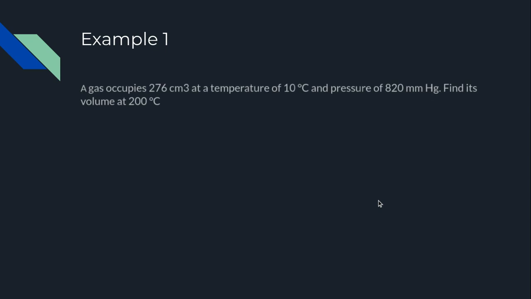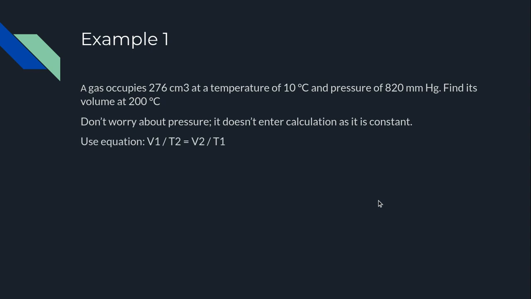Example 1. A gas occupies 276 centimeters cubed at a temperature of 10 degrees Celsius and pressure of 820 mmHg. Find its volume at 200 degrees Celsius. So don't worry about the pressure. It doesn't ever enter the calculation because pressure remains constant. Use the equation V1 over T1 equals V2 over T2. Convert 10 degrees Celsius and 200 degrees Celsius to kelvins using Celsius plus 273.15.